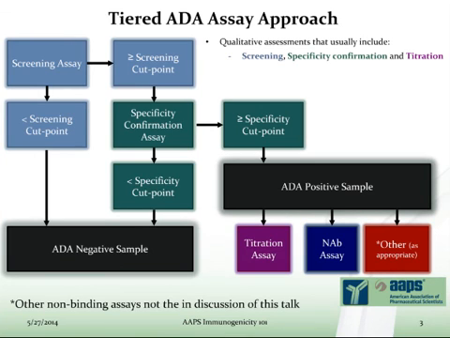The confirmation assay aims at eliminating false positive samples, and the specificity cutoff point of the confirmation is normally set at the 99.9 percentile, resulting in a 0.1% false positive rate. After the confirmation, the positive samples can be further characterized. Characterization can include titration, neutralizing assays, isotyping, or anti-drug IgG, IgM detections, to name the most common ones. And the other non-binding assays are not in the discussion of this talk.